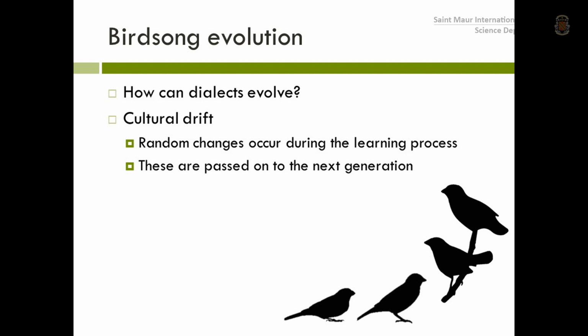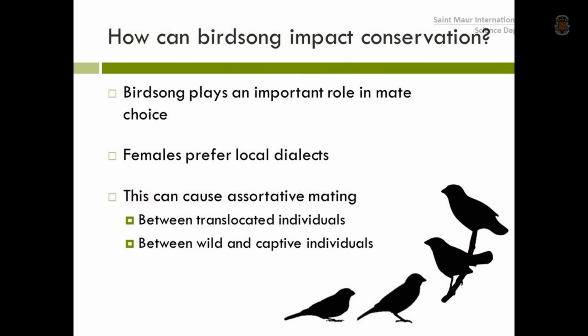So random changes occur during the learning process. The next generation might leave out syllables, they might make up new ones, they might add ones in. I think there was a lot of leaving out in this case. And then that's passed on, and you can see that we can end up with things that sound very different in quite a short period of time. So that's a pretty cool thing about birdsong, but why is it important and why do we care about it?